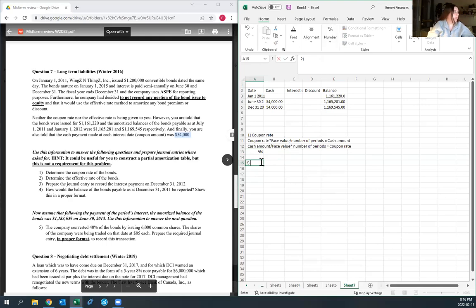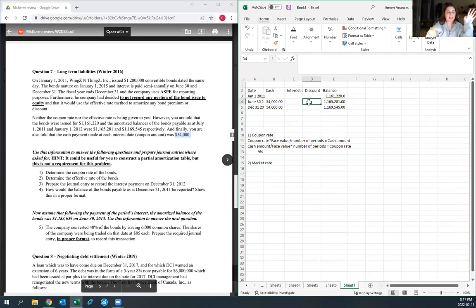For requirement 2, you have to find the market rate. Normally we use the interest expense to calculate it, but no interest expense is given to us right now. So how do we go about it? We have the book balances of 3 periods. So we're going to find the difference between the two to find our discount amount, and then add the discount amount to our cash amount to find my interest expense. And then from there, I can calculate my rate.